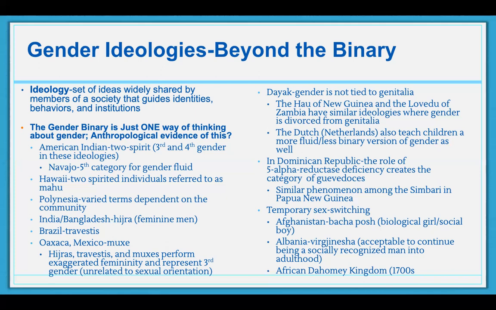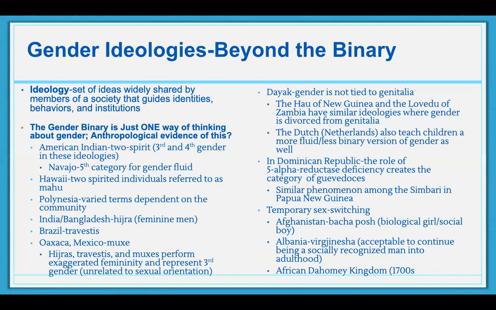I'm reading a wonderful book right now about the Bacha Posh in Afghanistan, where biological girls are raised as social boys. And that's just because of their patriarchal society. But then, of course, once they become adults, they're expected to become socially women. But in Albania, the Virgjinesha are allowed to remain socially men into adulthood, as long as they agree that they're not going to marry.